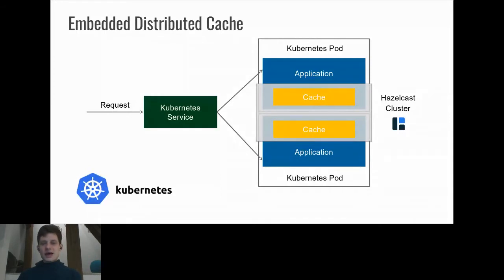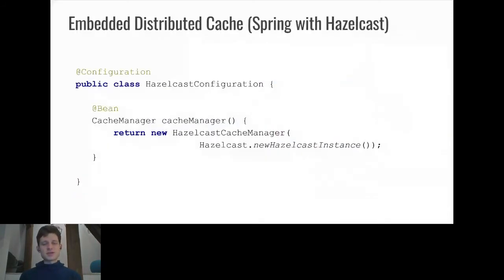So how does it look in practice? If you'd like to configure this, what do you need to change? If we stick to the Spring example, it's enough to change your cache manager to use Hazelcast. That's it. Everywhere in your application now, if you use Cacheable, it will use Hazelcast as a caching layer.